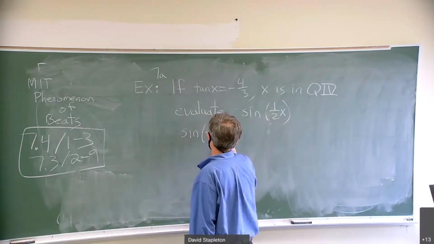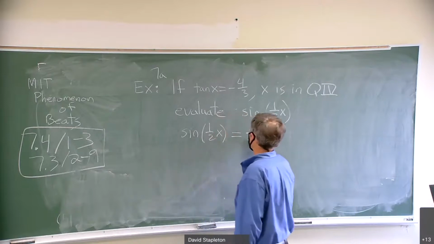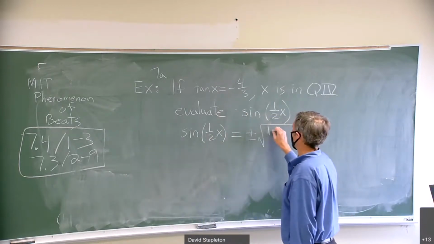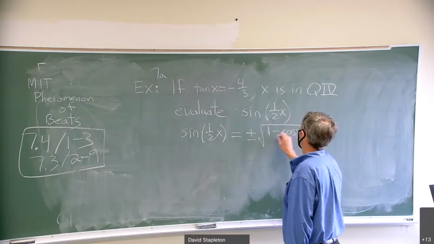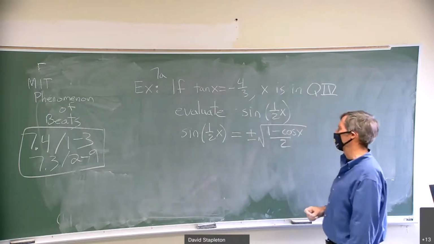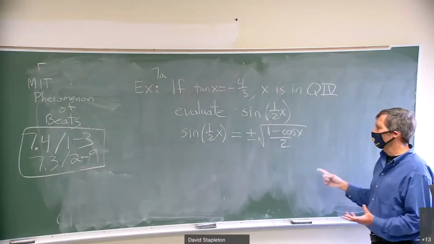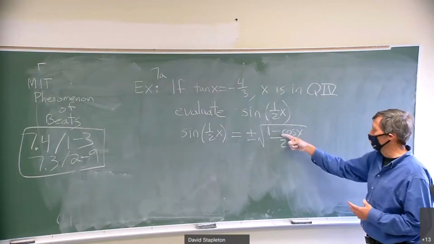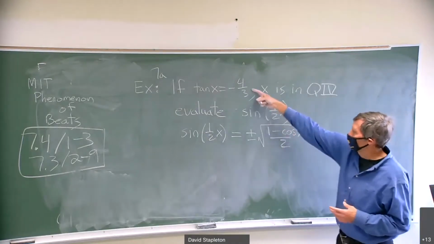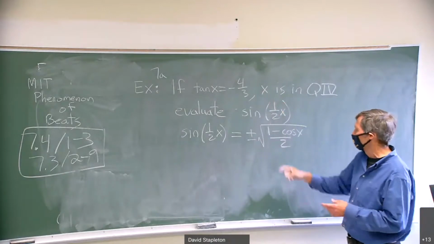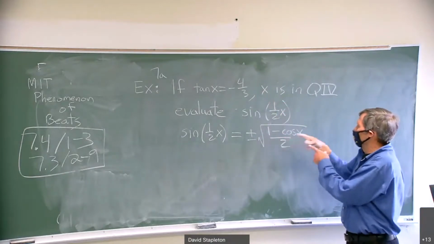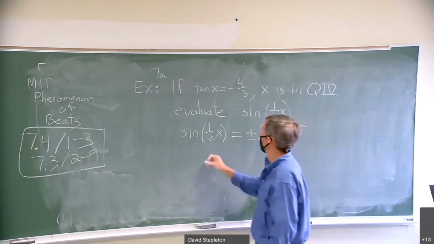So what you do on these problems is you first write down a half angle identity and say sine 1/2 x is equal to plus or minus the square root of (1 minus cosine x) over 2. There's the half angle identity for sine. Then what you need to evaluate a half angle identity is the cosine. I don't have the cosine, I have the tangent, so I have to figure it out. But write the half angle identity and then figure out the cosine. That's how you do these.